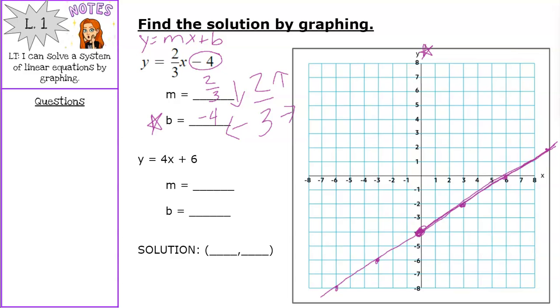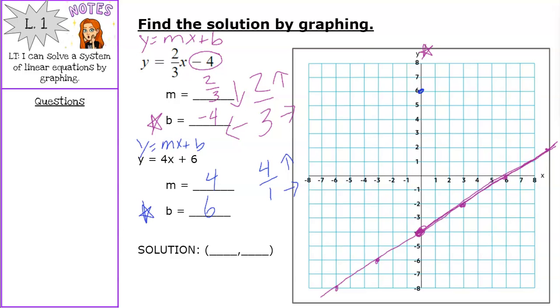Now we are going to graph our second equation. We have y equals 4x plus 6. So our m is 4 and our b is 6. We're going to plot our b on our y-axis at 6. And then our slope is 4. Remember, we add a 1 to the bottom of a whole number so we can get that rise over run. So we're going to go up 4, right 1. But if I look at my graph, I don't have room to go up 4, right 1.